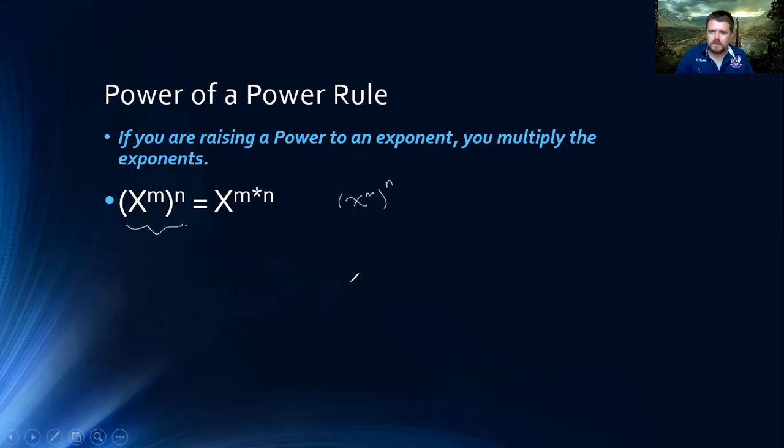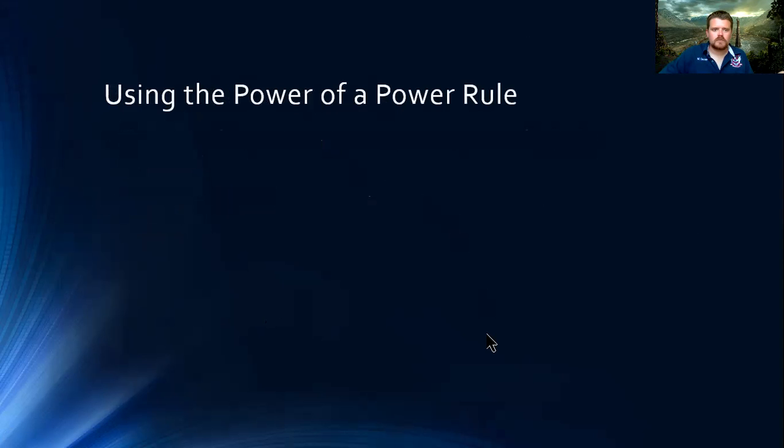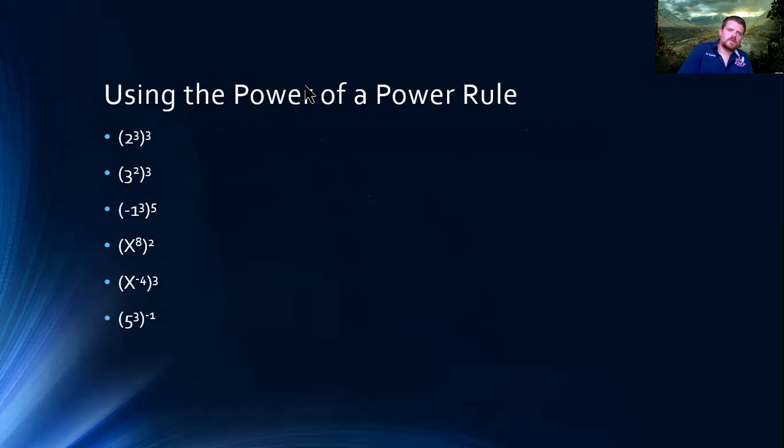Just keep that in mind, depending on your textbook, depending on what the assignment is. You can see them written different ways. They're all referencing the same thing. And again, power of a power rule, keep the base, and you're going to multiply the exponents. So 2 cubed, it's 2 to the 9th power. 3 squared, cubed, 3 to the 6th power. -1 cubed to the 5th power is -1 to the 15th power, etc.